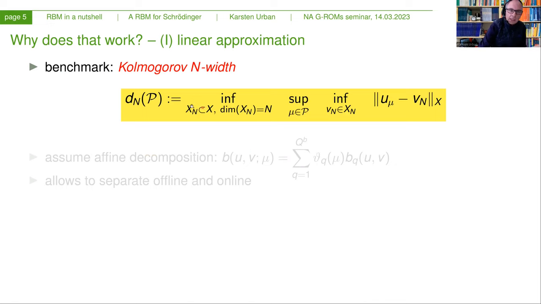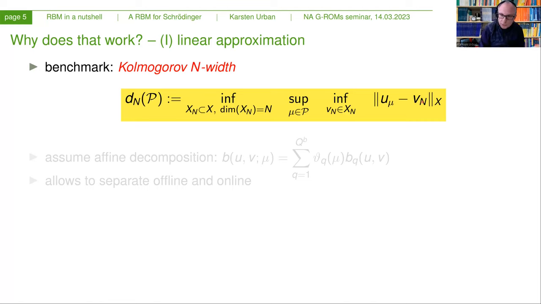So what is this? We ask for the infimum, so for the best possible approximation, as long as Xn is a subset of the trial space X of dimension n. So these are the given n degrees of freedom, n might be small. Then we ask for the error in the worst case, so we ask for the worst case error with respect to the parameter. You can also think of L2 error bounds here, but here we look at the supremum. And then you ask for the best approximation in the reduced space between the exact solution and the reduced one. So that is the famous Kolmogorov n-width.